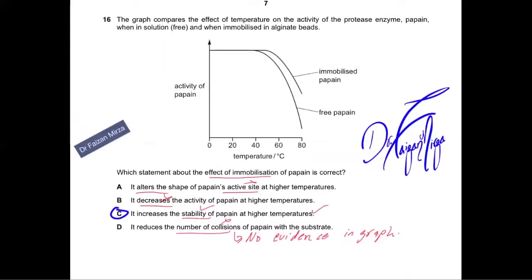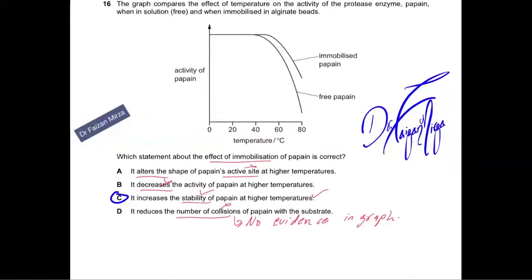The graph compares the effect of temperature on the activity of the protease enzyme papain when free in solution and when immobilized in alginate beads. Temperature is provided on the x-axis. Activity of papain is given there. You can see that the activity is high initially at lower temperature, but as the temperature increases, the activity of the free papain goes down. Whereas for the immobilized papain, it takes a bit longer to become denatured and the activity gradually decreases.